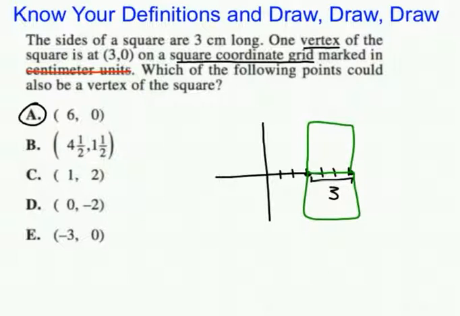So going over 4.5 up 1.5, that's not going to give me sides that are 3 long. Over 1 up 2, kind of tempting because it looks kind of like 3 away. Not exactly, so we're not going to use that. Down 2, same deal. Looks like it might be 3 away, but we are not making a square here by using those. Those aren't 3 units away. I could try and find the distance. And then also negative 3 comma 0, which from my original starting point is 6 units away, so not exactly what I'm looking for. So know your definitions and draw.